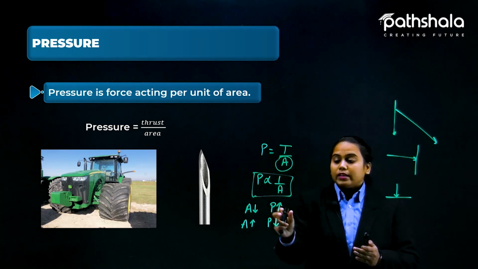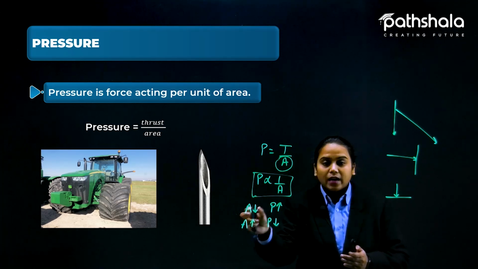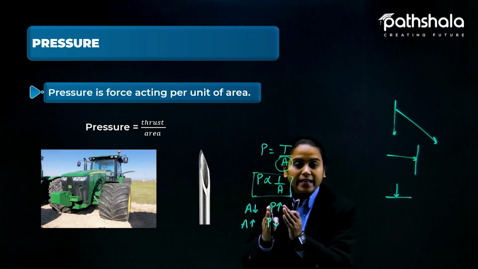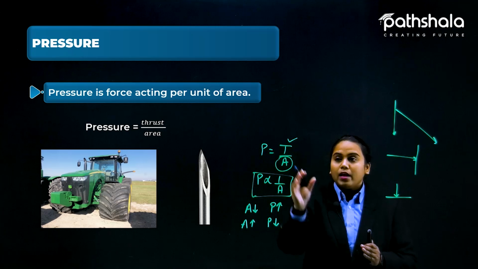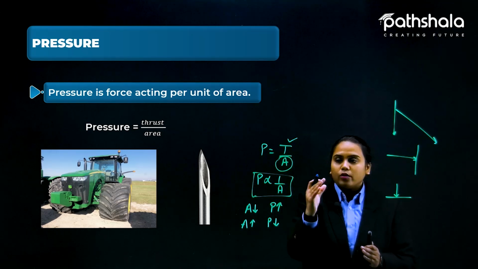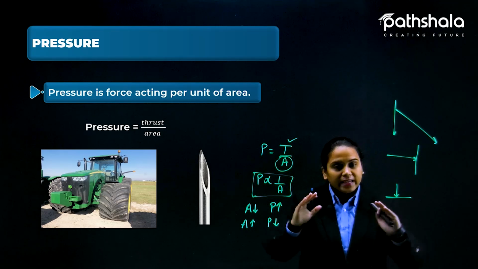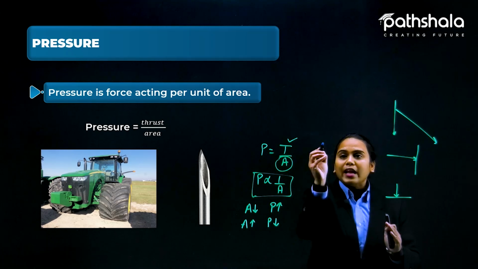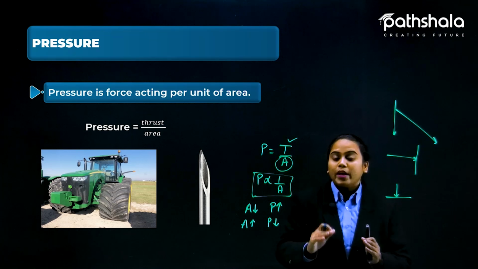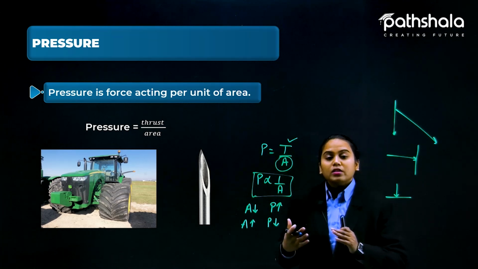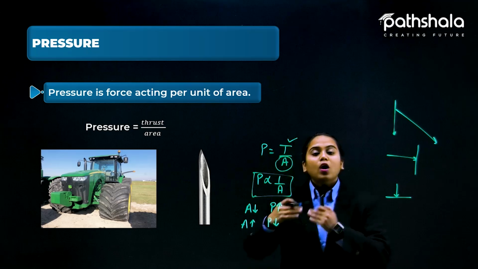Now let's see how decreasing the area gives more pressure, because students, the thrust part is equivalent. The thrust, the force you apply, stays the same, and the area keeps decreasing. So for that particular area only we are applying that much force, and that much force gives a high pressure value.